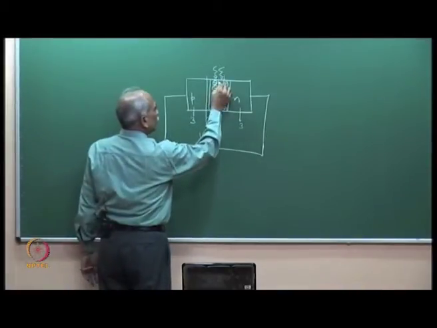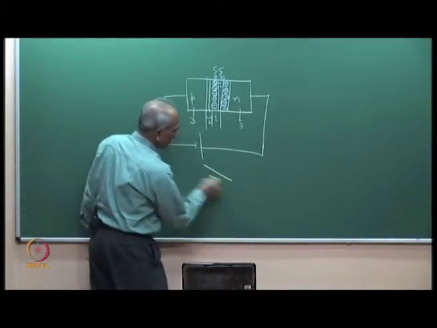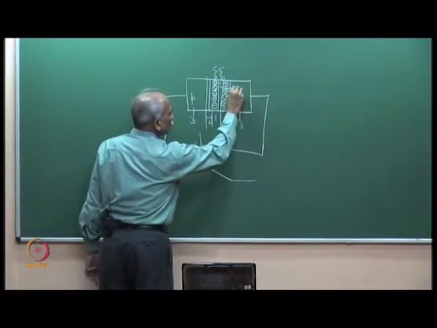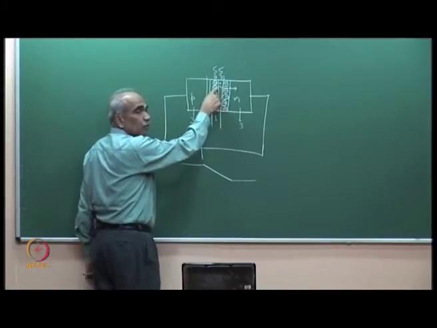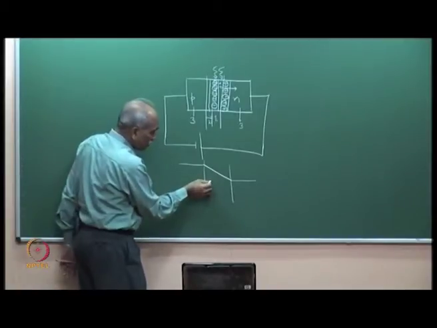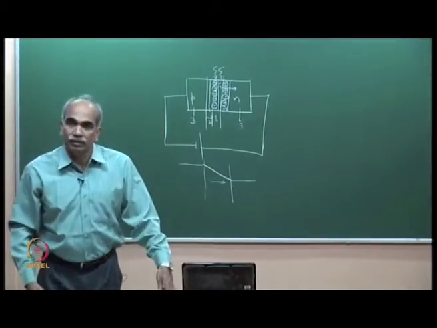The electron hole pairs which are generated here, because of a potential difference which is built like this, the electrons tend to move to this side. Why? Because of the potential difference. Therefore, this region is called drift region because there is a potential difference here, and therefore, this is drifting under the influence of a field.